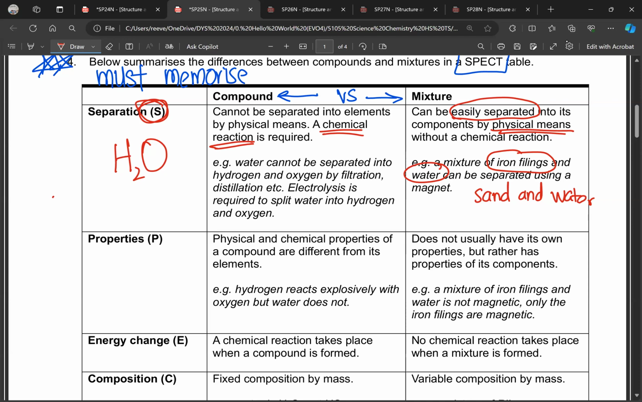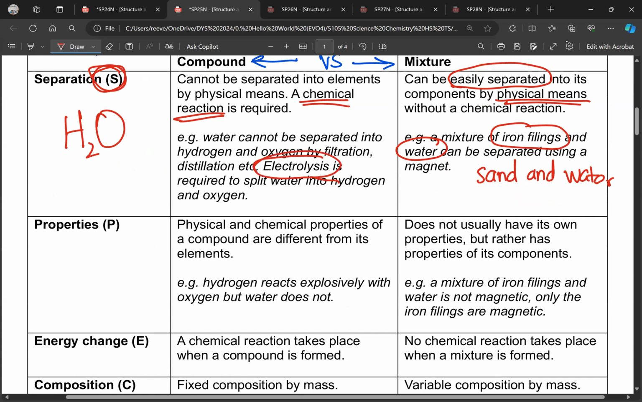So how to separate them? How to get oxygen separated from the hydrogen? Very difficult. You need a chemical reaction. So I need to use very drastic things like electricity, which we call electrolysis. You need to pass electricity, high current, a lot of voltage to split the two of them up. Then I can split and I get hydrogen and oxygen separately. So that's the first one out of the SPECT, the S, separation.